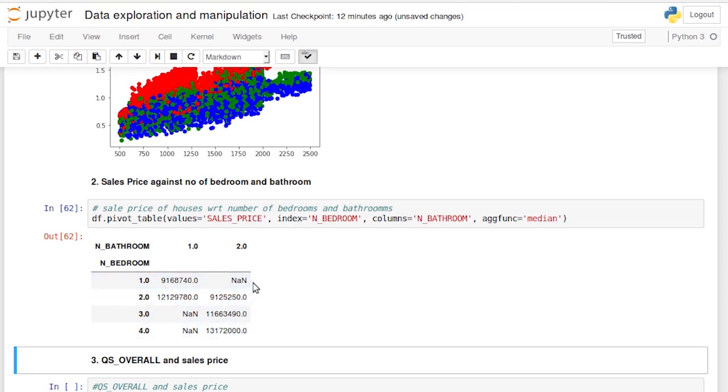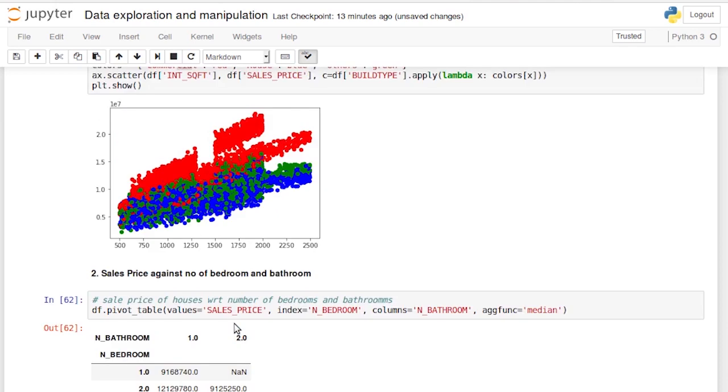So from this you can make an inference that there is no house which has only one bedroom and two bathrooms. Also, there is no house which has 3 or 4 bedrooms and only one bathroom. And that sounds about right. And we can clearly see that as the number of bedrooms here increase, the price is increasing.